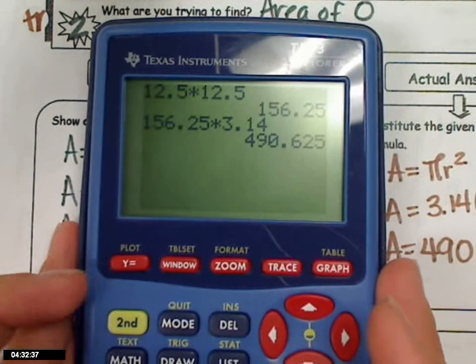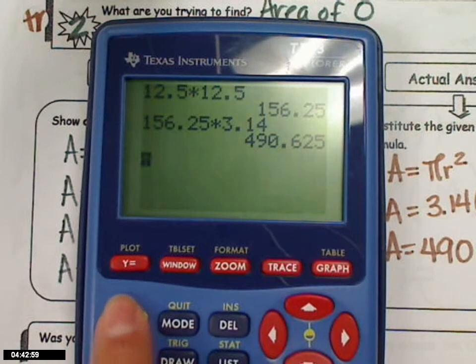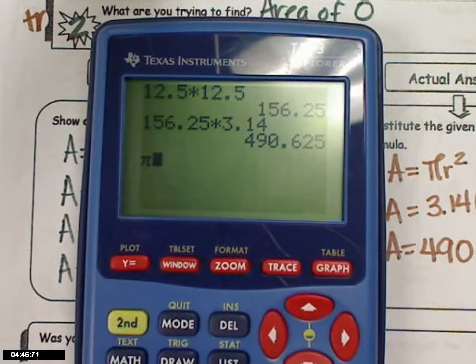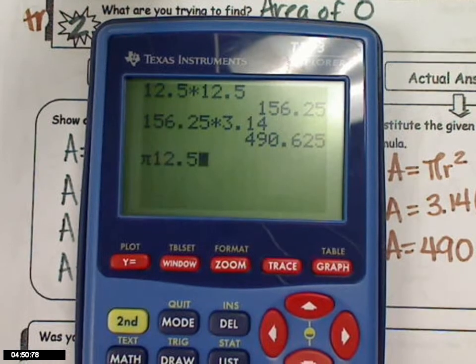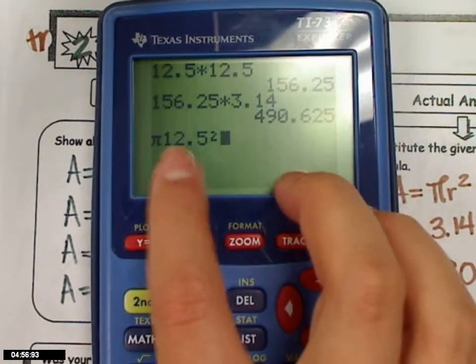So on the calculators we have here, or a newer kind of more expensive one, we can plug in everything all at the same time. So I could say second and then the pi button, and it shows me pi. And then I'm multiplying that by 12.5, but I'm also squaring it. And notice my square button is this one right here, x to the second power. And so it's all right there.